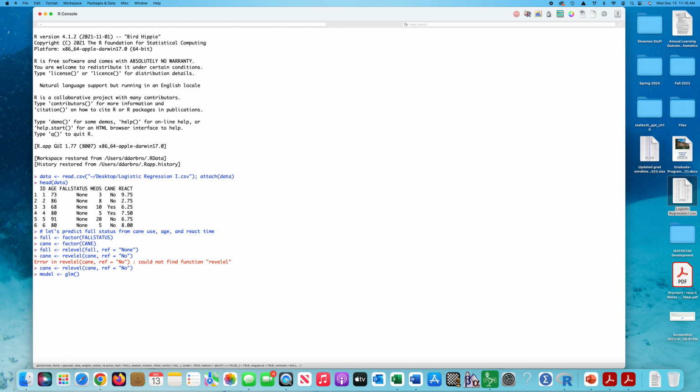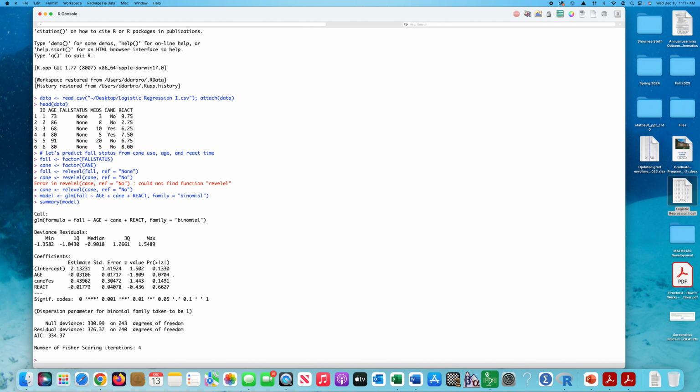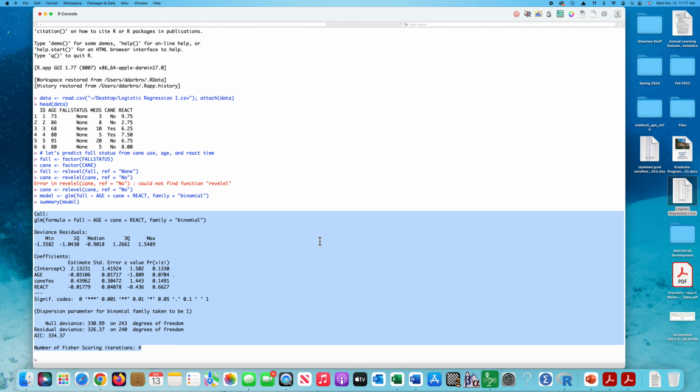So we use the GLM command. Our dependent variable here is fall, and the predictors are age and cane use and react time. Remember to, I did that last time, didn't I? To run a generalized linear model, logistic regression, I have to add family equal binomial. Now, to get a summary of our model, I just go summary model, and I want to go through every single bit of this and tell you what this all means.